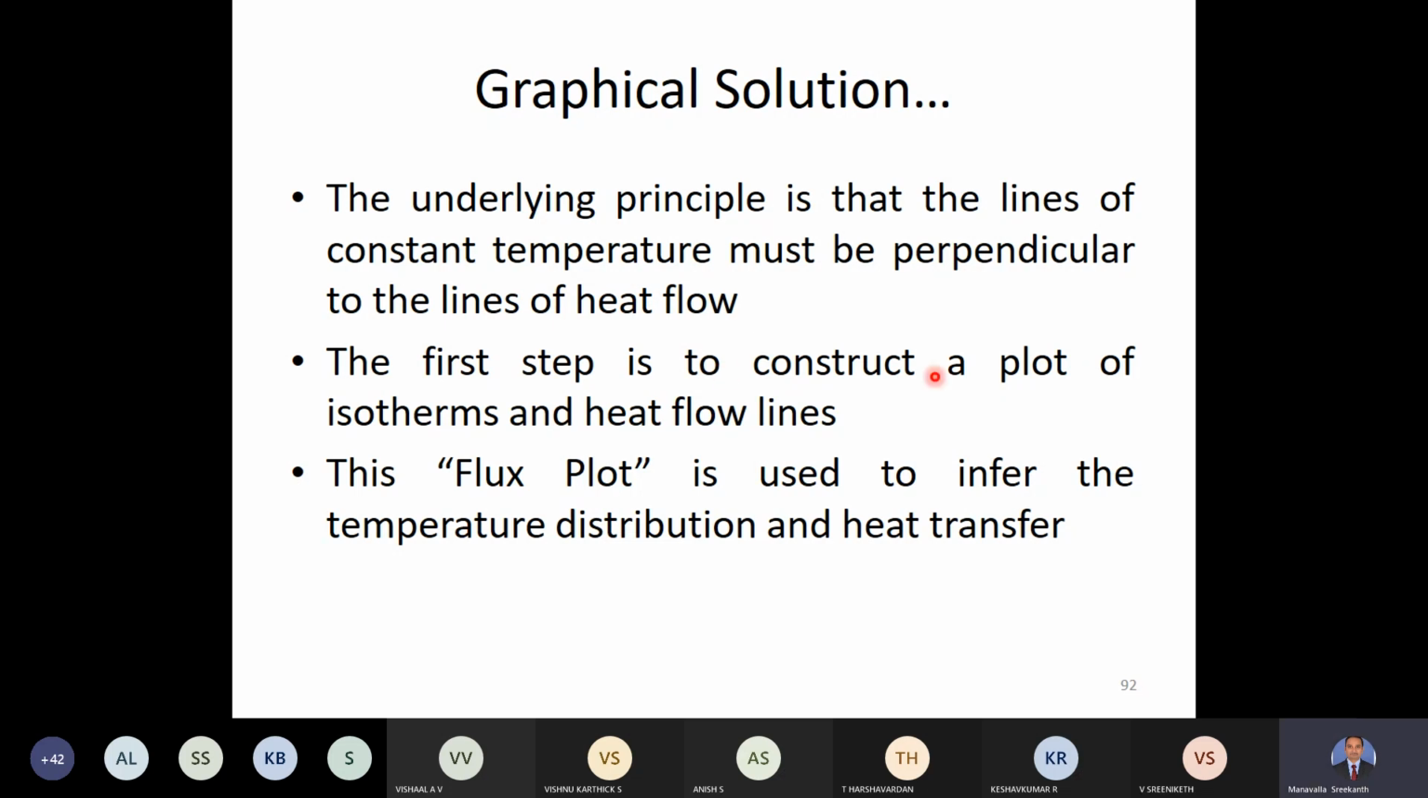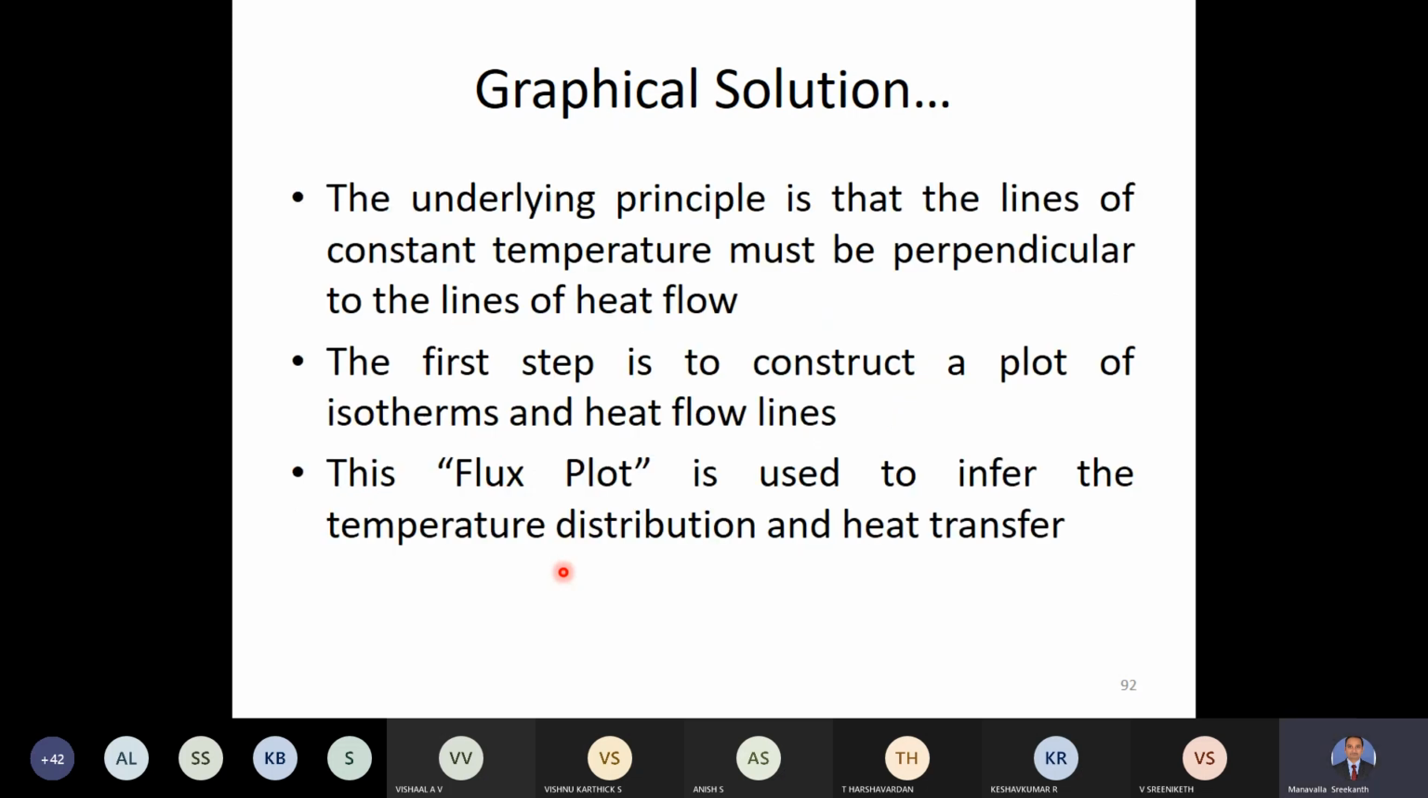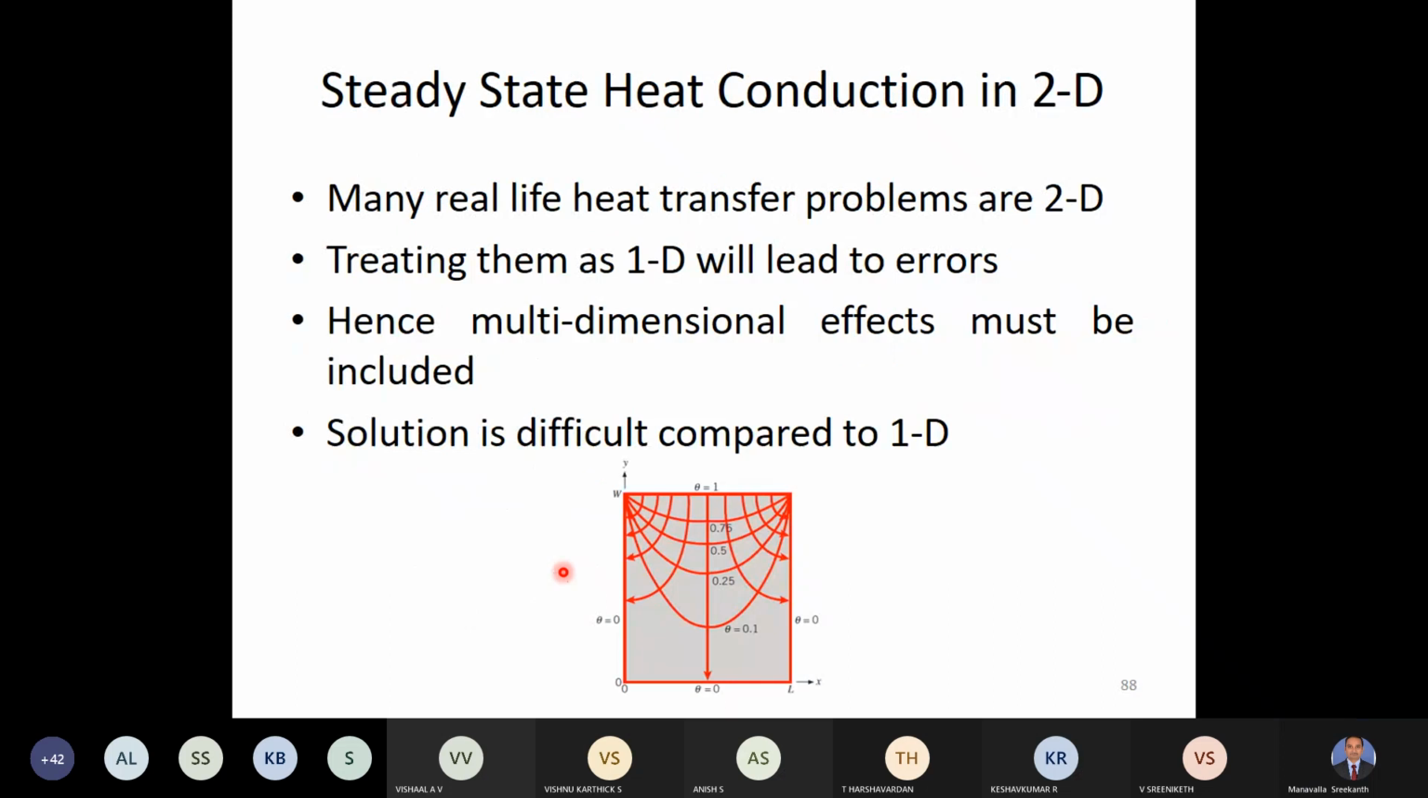The first step is to construct a plot of isotherms and heat flow lines. So this is keeping in mind that the isothermal lines must be perpendicular to the heat flow lines. We should first plot what is called the flux plot. This flux plot is used to infer the temperature distribution and heat transfer. So how does this look like? Now you see here, before going into this, let me show this image.